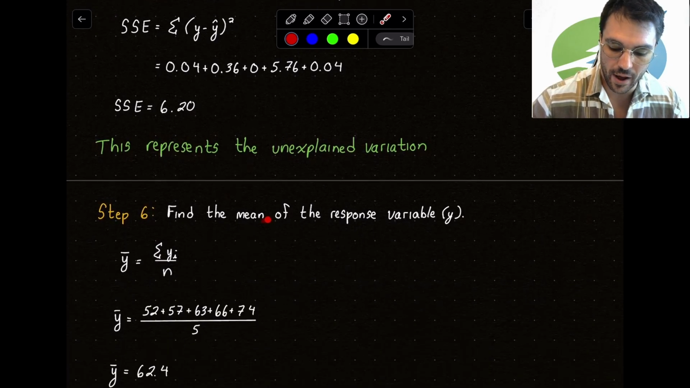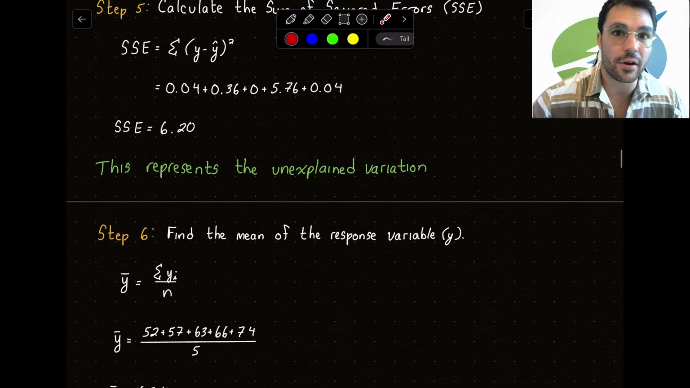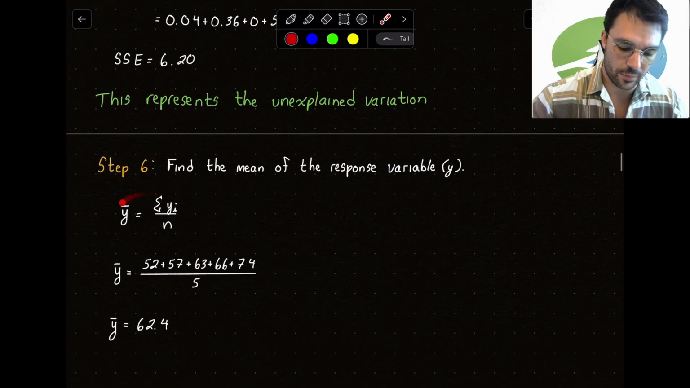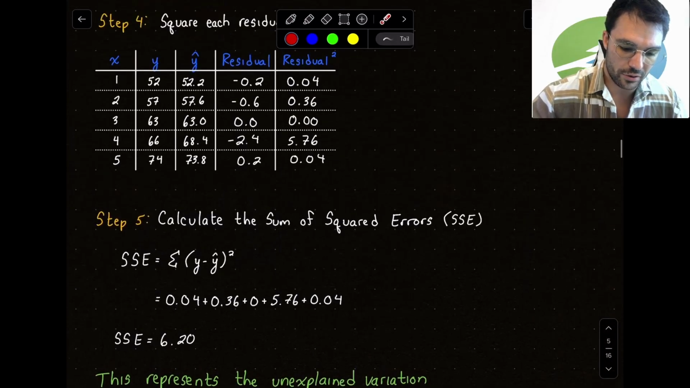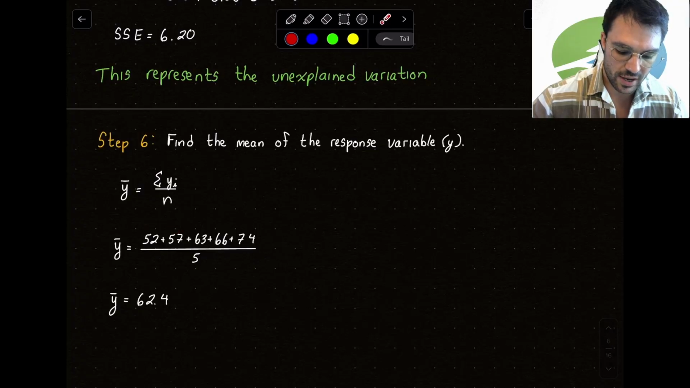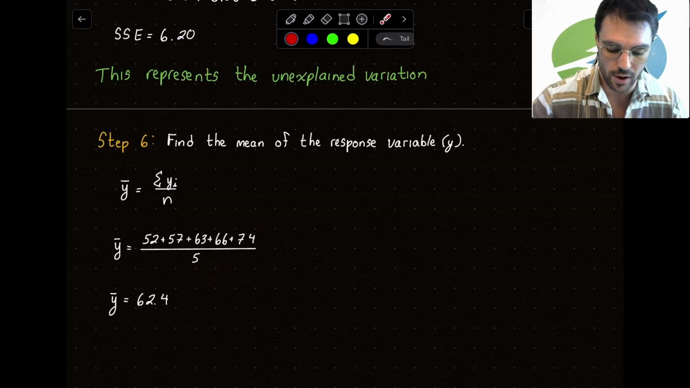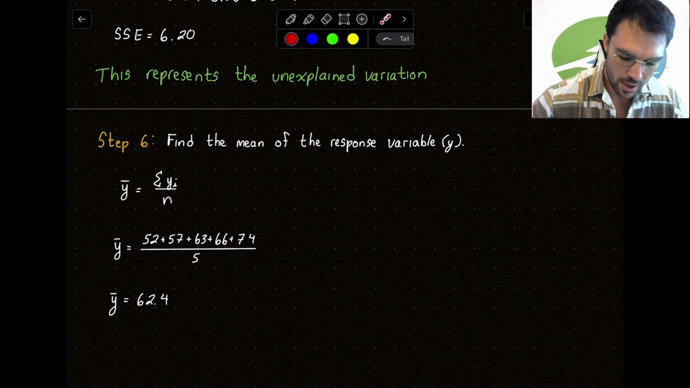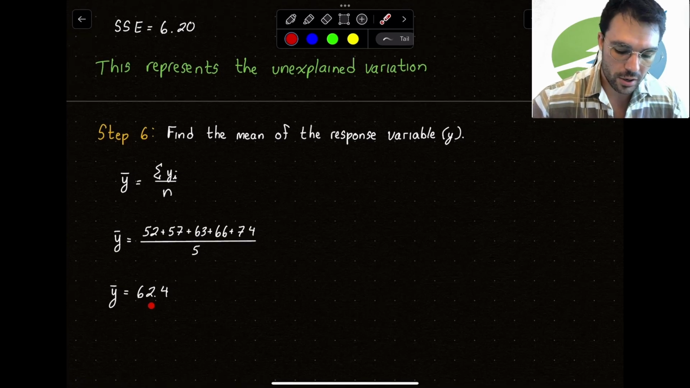Step 6, find the mean of the response variable y. So the mean, it's simply add up the values and divide by the number of elements. I write that here, summation of y sub i divided by n for number of elements. Our y values, we have them all right here. Add all these up. 52 plus 57 plus 63 plus 66 plus 74, all of that divided by 5, we should get 62.4. I didn't show the part where I add these and then divide by 5, but just trust me, bro. All right, anyway, y bar, 62.4, that's our mean of y values.